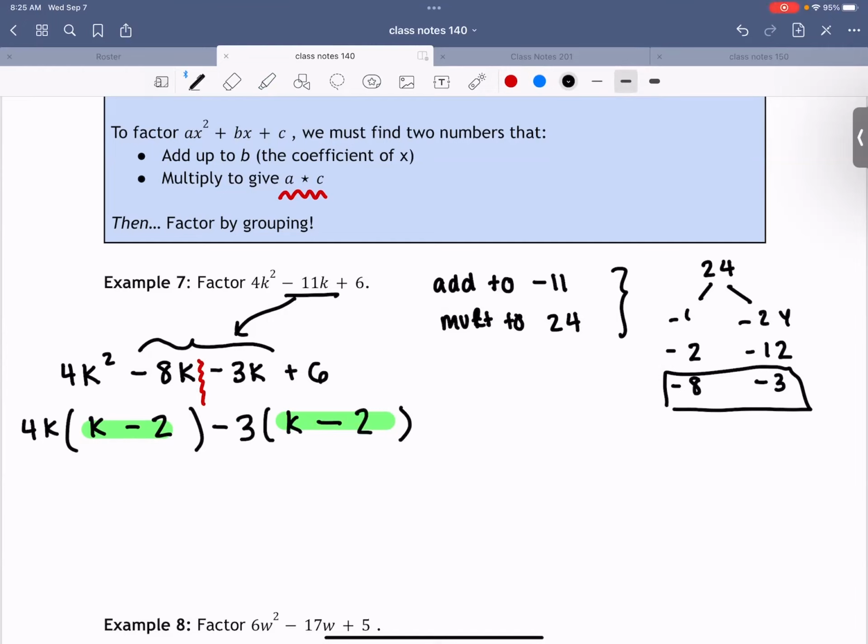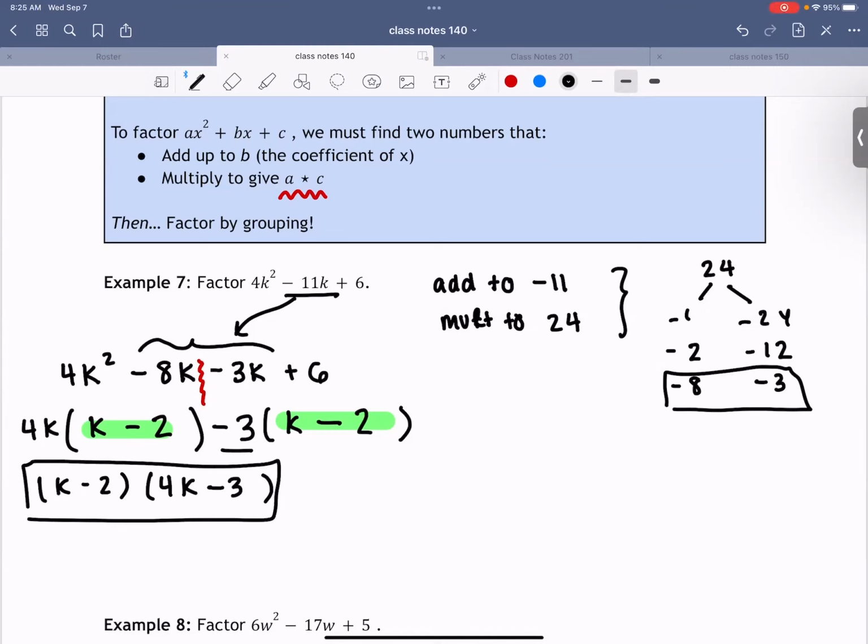Good. Okay. So factoring by grouping, the reason I took out this -3 is because I wanted the k minus 2's to match, because if they don't match, we can't actually do the grouping at the end. Okay. So my final factors are, well, what are they? Not k minus 2 squared, just k minus 2, right? And then what's the other one? 4k minus 3. Perfect. All right, you're on the right track. So this is my factor. So I basically did a bunch of work to find two numbers to be able to split up that middle term. Then I factored by grouping.